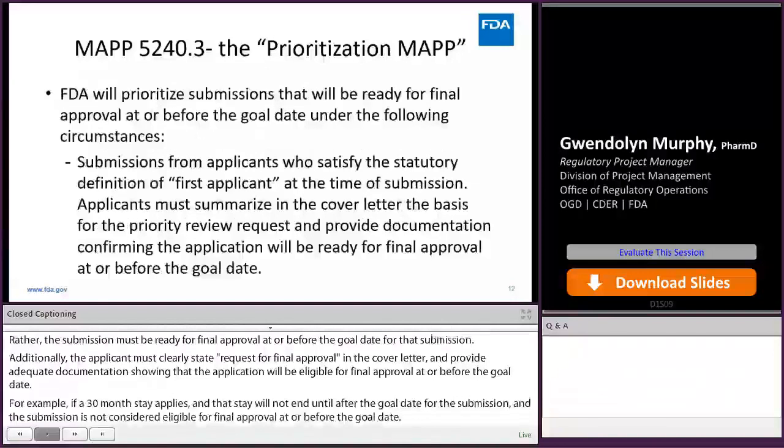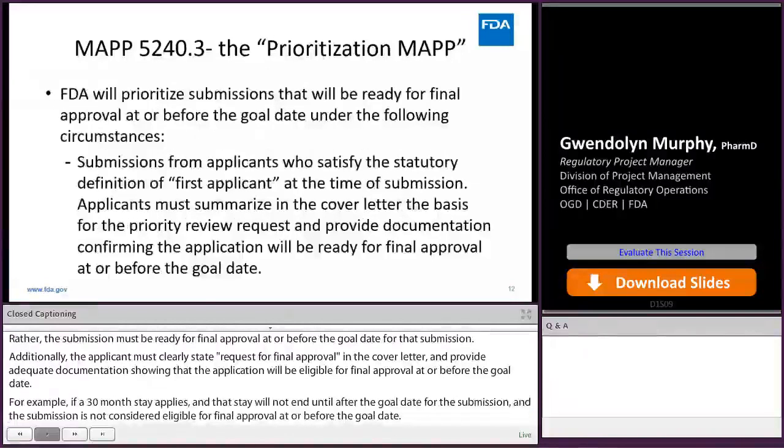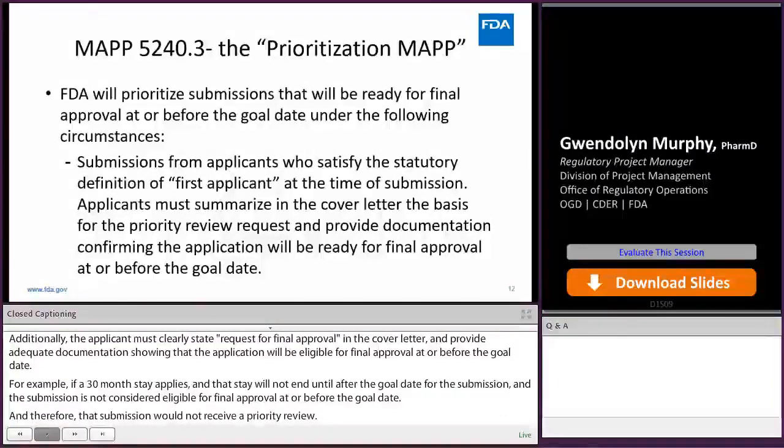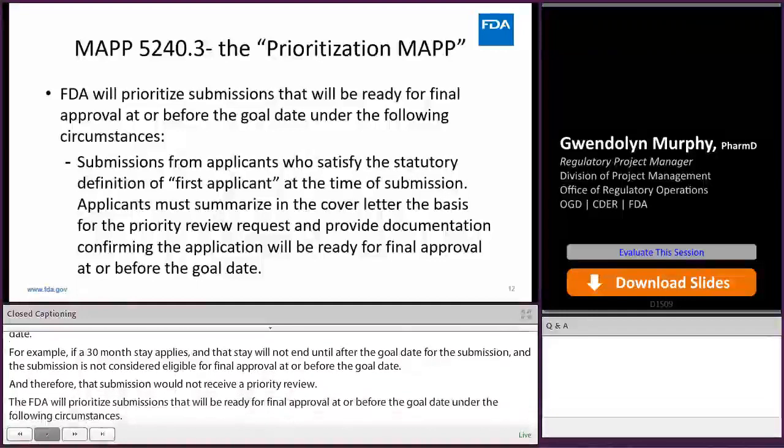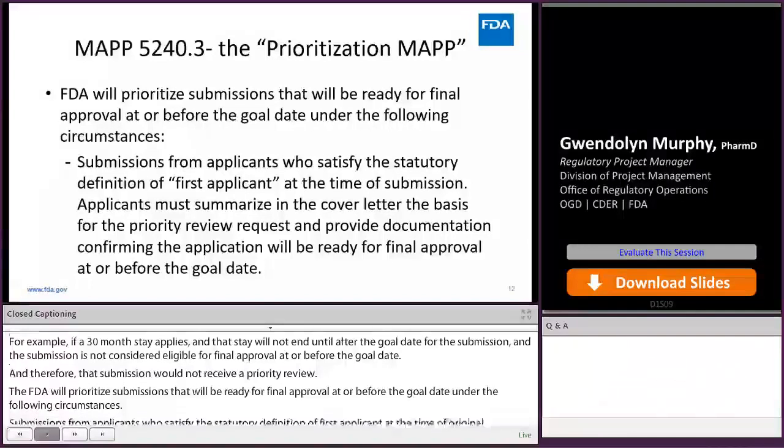FDA will prioritize submissions that will be ready for final approval at or before the goal date under the following circumstances. Submissions from applicants who satisfy the statutory definition of first applicant at the time of original submission. Applicants must summarize in the cover letter the basis for the priority review request and provide the documentation confirming the application will be ready for final approval at or before the goal date.